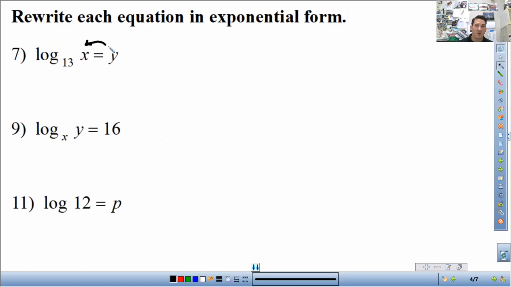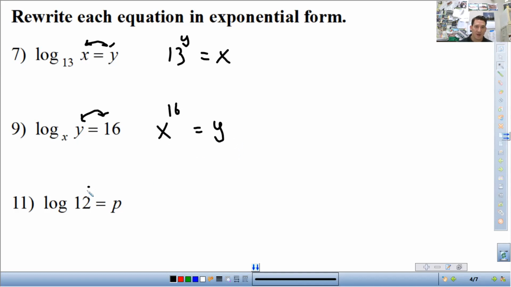So again, these are going to switch spots. So the equation is going to be equal to x. The base is going to be the base of the exponent, and then it's to the y power. All right. So again, these switch spots. It's equal here. The base is x. The exponent becomes 16. All right. Again, these switch spots. The 12, it's equal to 12.